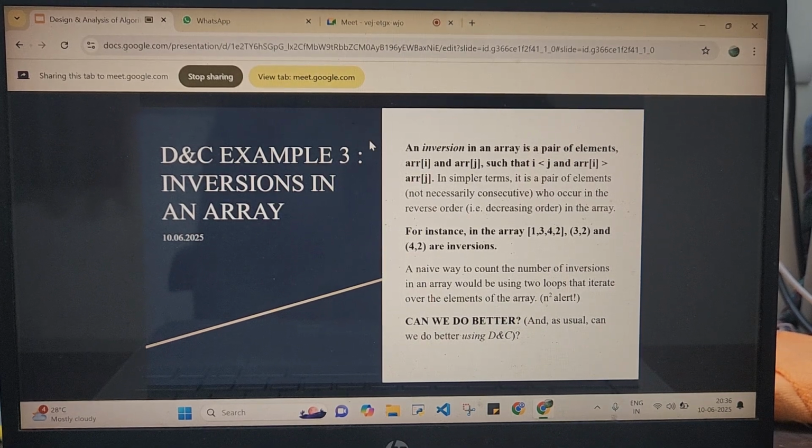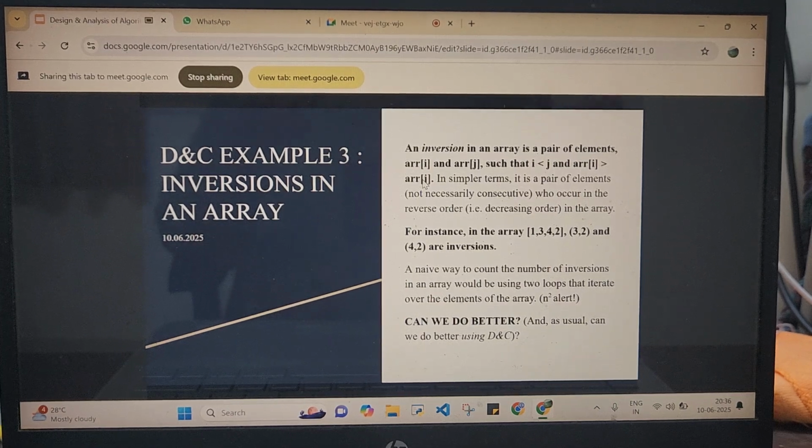To look at the formal definition, an inversion in an array is a pair of elements, array of i and array of j, i and j being the indices, such that i is less than j. So i is the index which comes first and j comes later, and array of i is greater than array of j. So the number which occurs first in the array is greater, and the number which comes later is smaller in comparison to the previous one. Any such pair of elements is called an inversion.